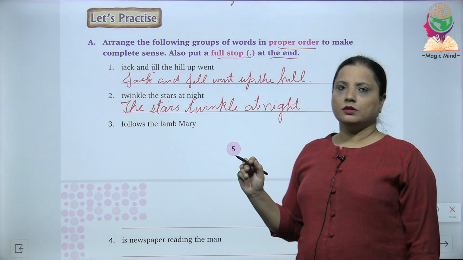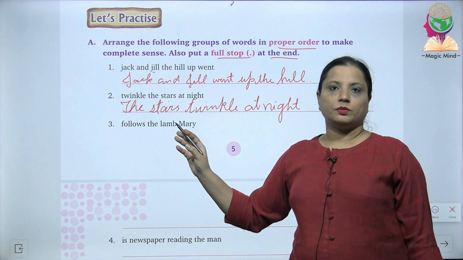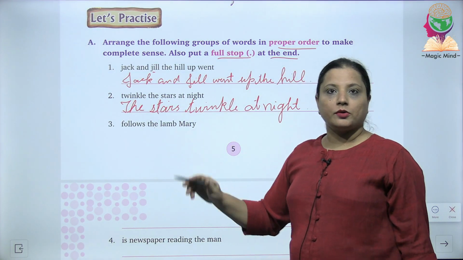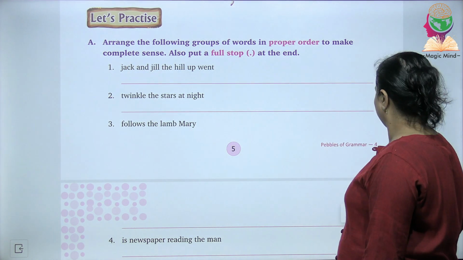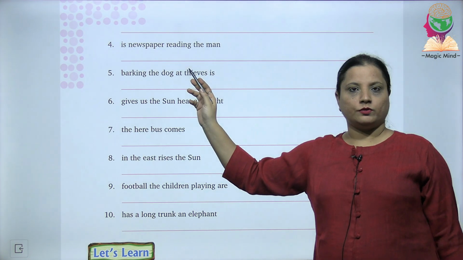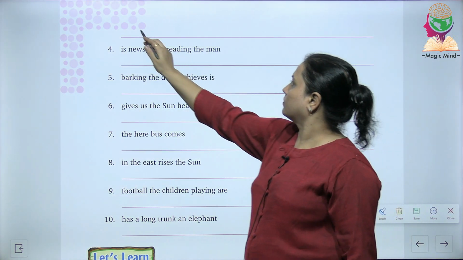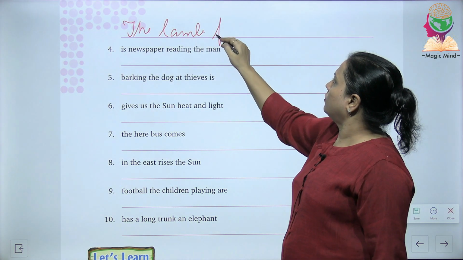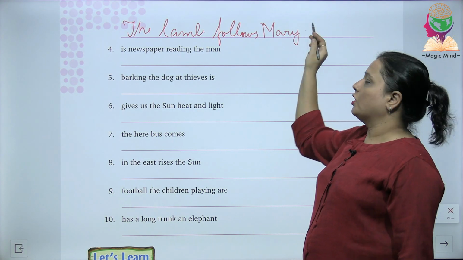Then the third, follows the lamb Mary. What will be the correct sentence? The correct sentence will be, the lamb follows Mary. Let's go to the next page so that we can write the answer. The correct sentence will be, the lamb follows Mary, and then a full stop.